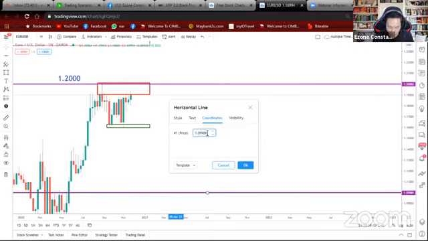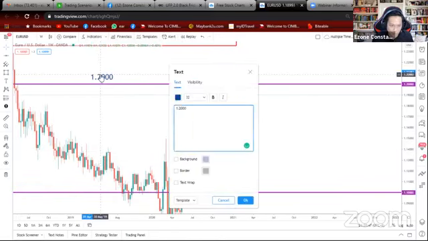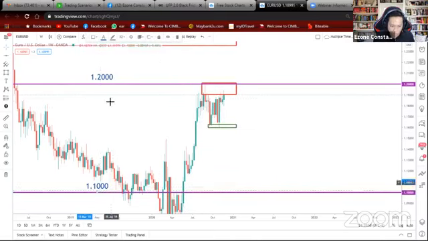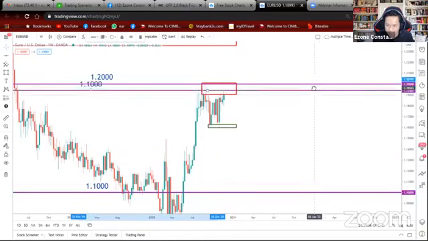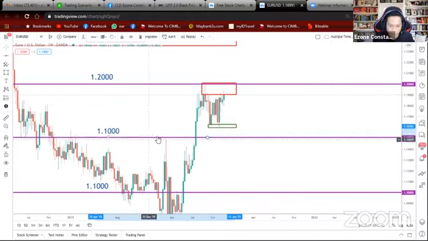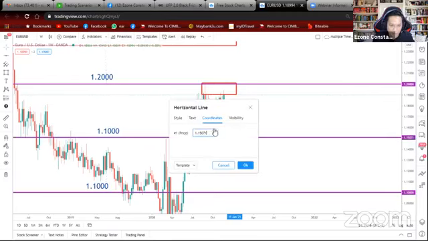I change this coordinate to 1,000. So this is the banker's number here. If I do this, this is all the psychology levels. Now, in between 1,000, 1,100 and 1,200, you can take the middle in between these to become another psychology level as well, which is around 1.15, somewhere around here. So you can do this middle as well as your bankers' or psychology level.